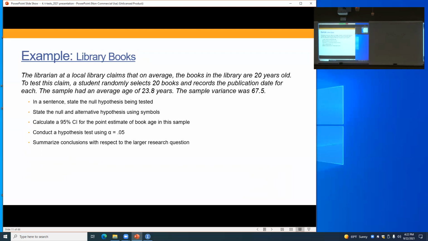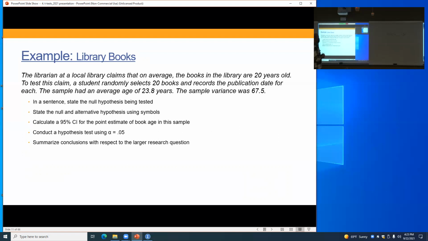Right. And when you're going through and talking about this, I want you to let me know that you know we're talking about population values. So I would say the null hypothesis here is that the population of books contained within the local library has an average age of 20 years. We're not talking about samples; we're saying the population, all of them, has an average age of 20 years.